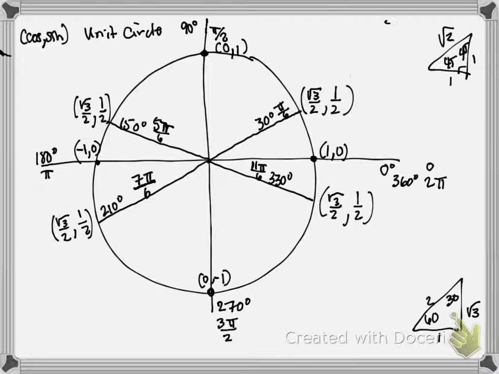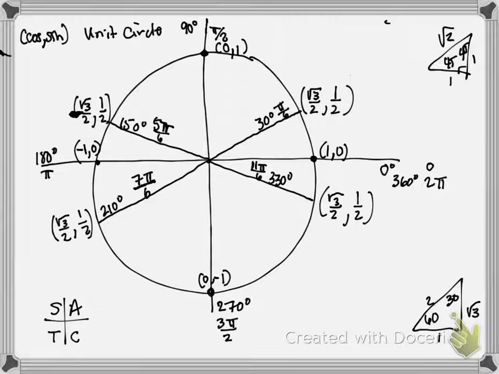Okay, now we're going to rely upon "All Students Take Calculus" to figure out what the signs are. In quadrant 1, the signs are both positive, so I'm not touching them. Now I'm in quadrant 2. In quadrant 2, cosine is negative and sine is positive. So I need to attach a negative sign, and I'm doing this really dark.